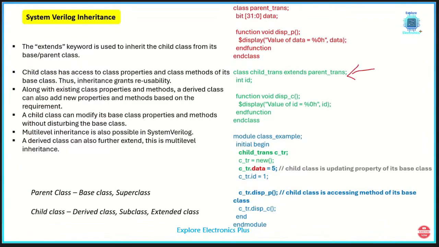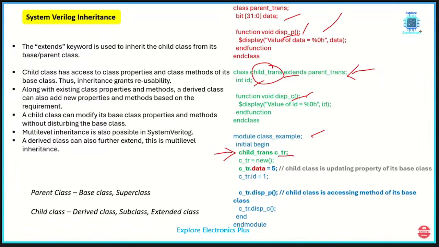Now the child class is created, extended from the parent class. Now we have a function void display_c here. display_p is the function of the parent class. This is just having a data, this having id, this having display_p, this having display_c. Now we are using it in a module. Module class_example, initial begin. We have a class instance here, child_trans. We are directly instantiating this child class here and we are giving the handle as c_tr.